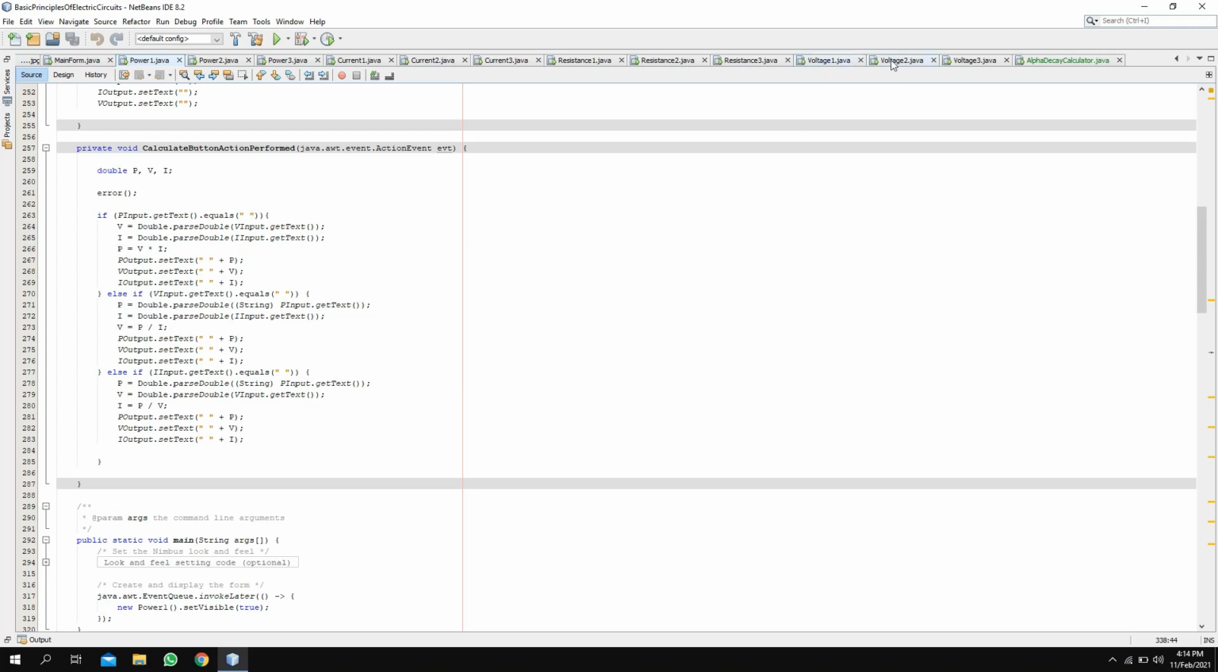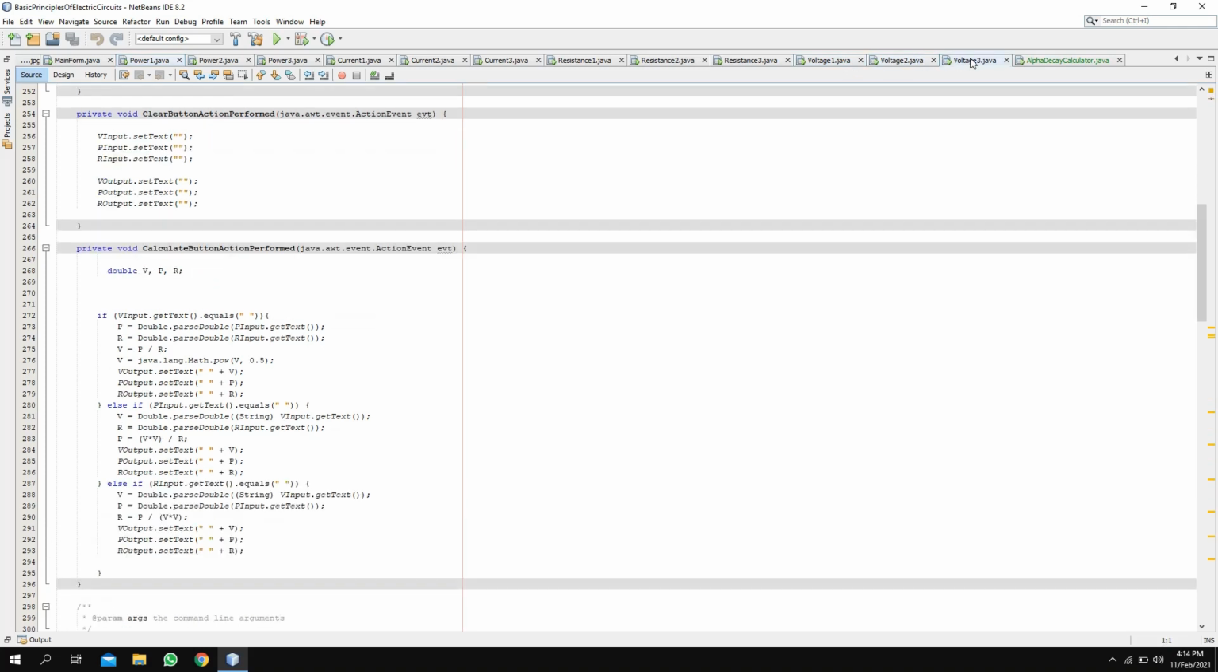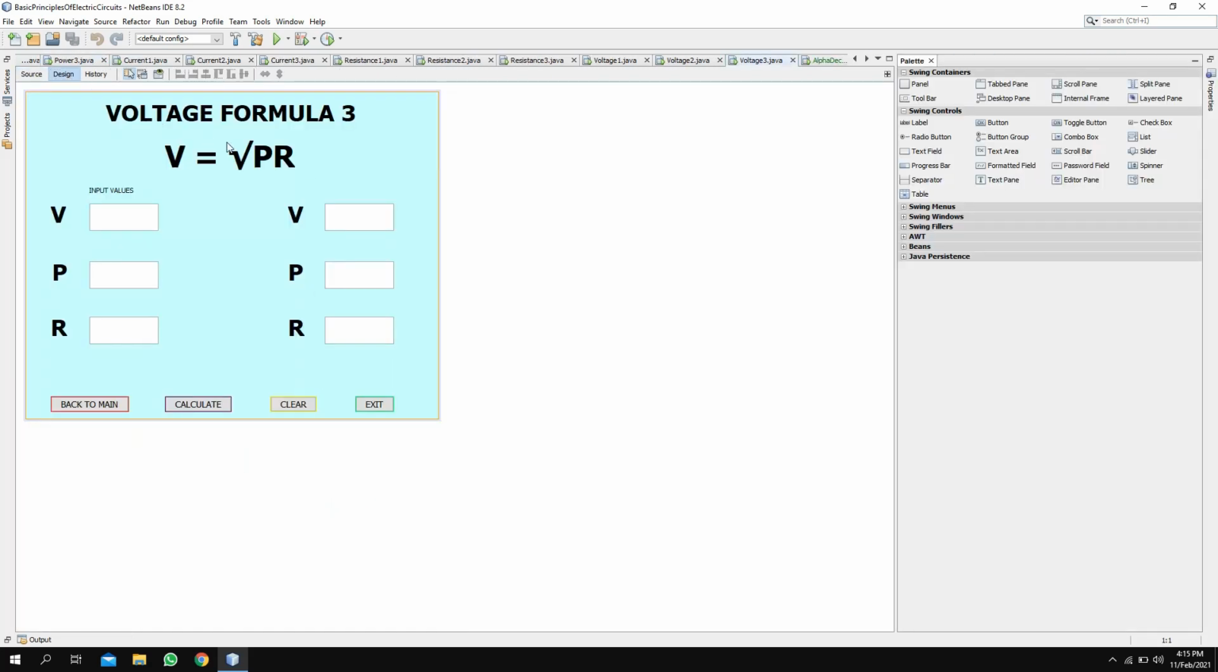Next, for example, voltage 3. Okay, so for the exit button, clear button, and back button it is just the same, just the V, P, R is different. For this one that I see, it has this Math.pow, because V equals square root of PR. That's why it's a little bit different.